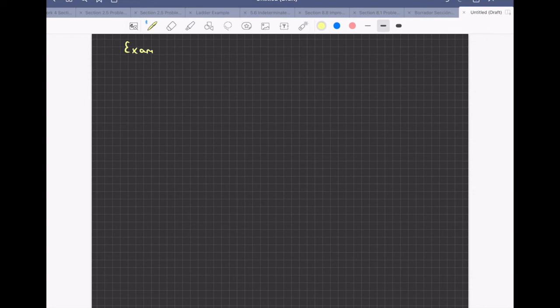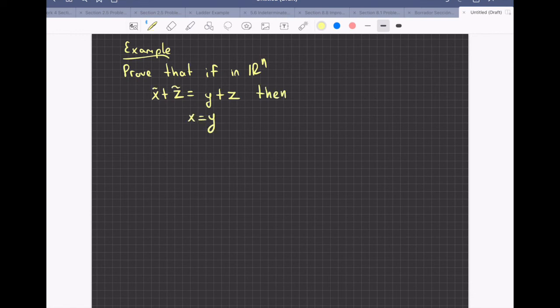Example: prove that if in Rn we have x plus c equal to y plus c, then x is equal to y. So we have to prove this. And how must we prove it? Let's say that this is like a game.